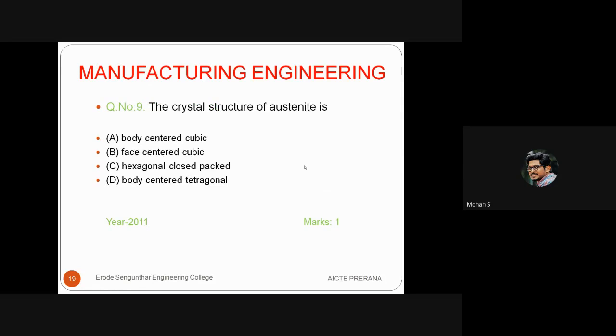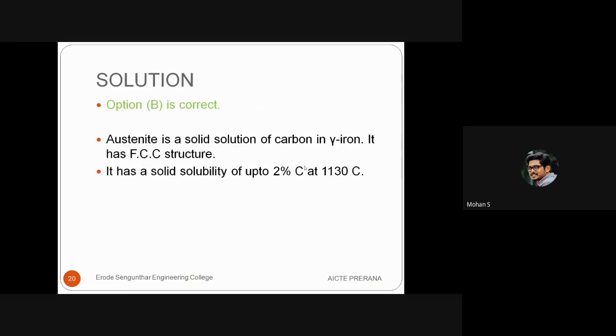Manufacturing engineering, we come to the next question. Question number 9. The crystal structure of austenite is: body centered cubic, face centered cubic, hexagonal close packed, or body centered tetragonal. What will be the crystal structure of austenite? That is the question. This question was asked in the year 2011, and it also carries 1 mark. So option B is the right answer.